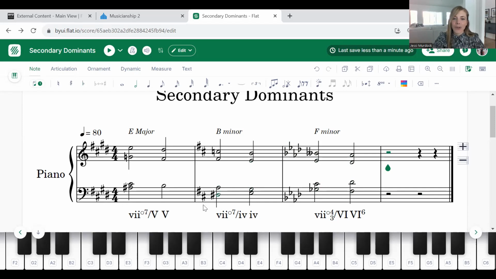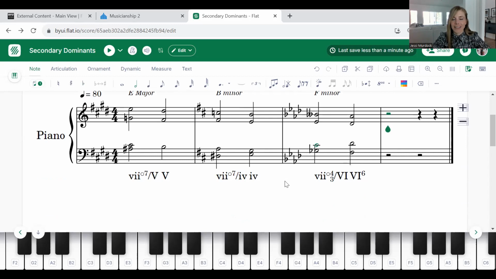So those are secondary chords. Sorry, not dominants. I didn't change my title. Those are secondary chords. Okay. Using, in this case, leading tone 7ths. Okay. Just because that is what you would see most commonly.